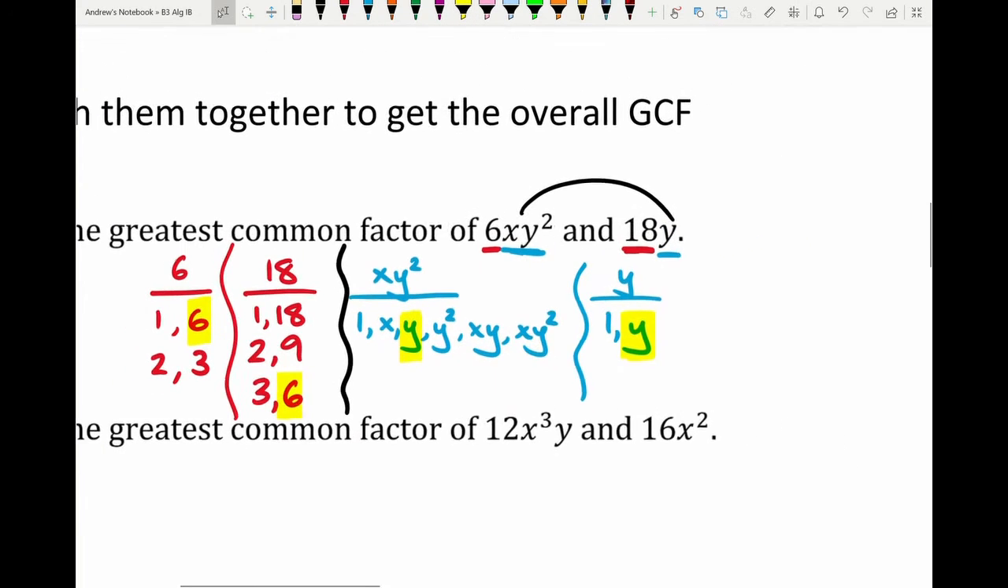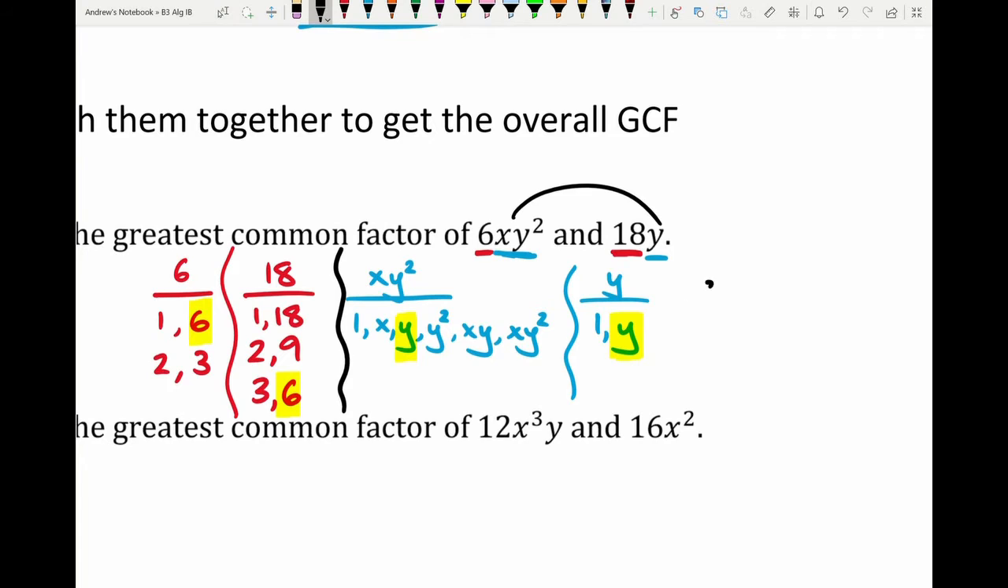So when we're looking at the overall GCF for these two things, we're literally just going to smush those things together. We've got a 6 from the coefficients, we've got a y from the variables, our GCF is 6y. It's really all there is to it.